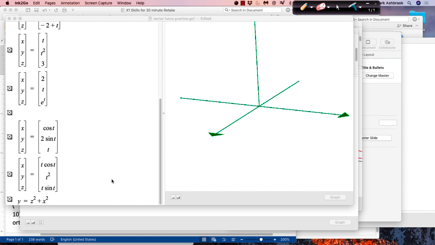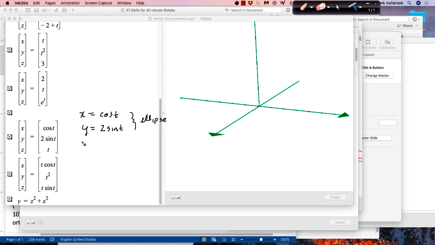Max, you got an idea? I see that there's a circle that's going to be forming. When you say you see a circle, what do you mean? X is going to be cosine of t, y is 2 sine of t. It's going to be like the circle we drew earlier, like a regular circle, but stretching out like this. And what's that called? That's an ellipse.